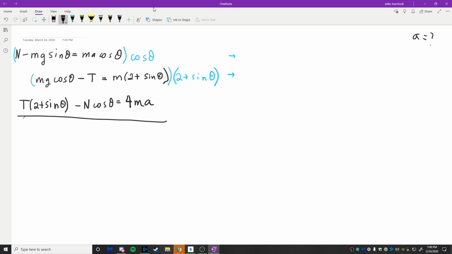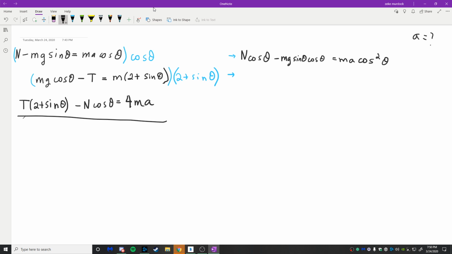So what we're going to get is n cos theta, right? Cos theta times that. And this one's going to be minus sine theta. That's what we had before. But now it's multiplied by cosine theta. And all of that's going to be equal to ma. But now it's going to be cosine squared theta. This one will get 2 plus sine theta times the whole thing.